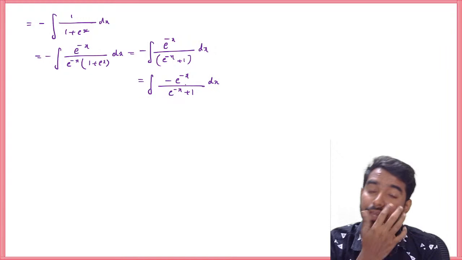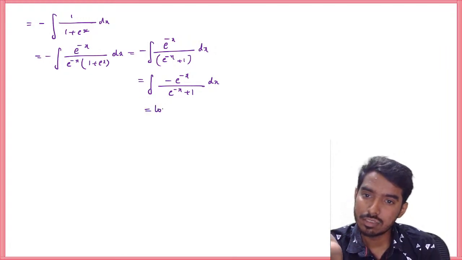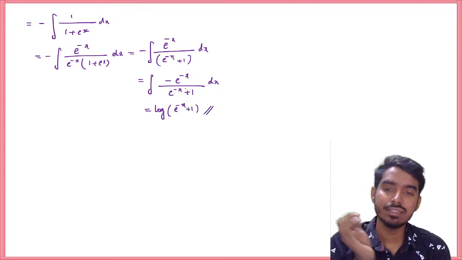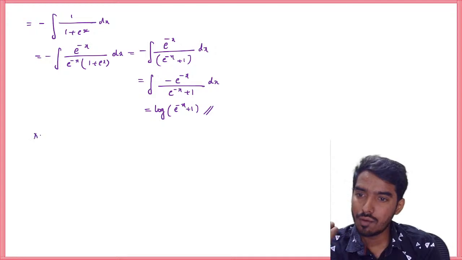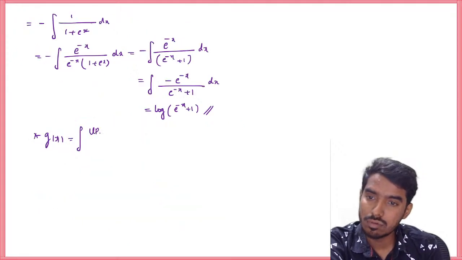Now you can see f of x, f dash of x after multiplying and dividing by e power minus x. This is log of e power minus x plus 1, right? That is f of x. Okay. Now you have to find g of x. g of x is integration of u r by w dx.